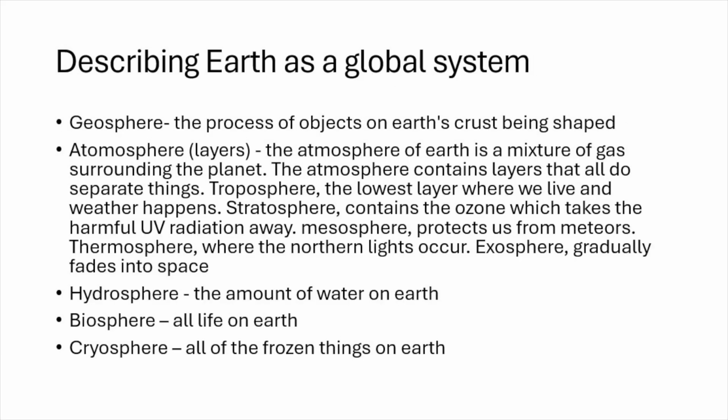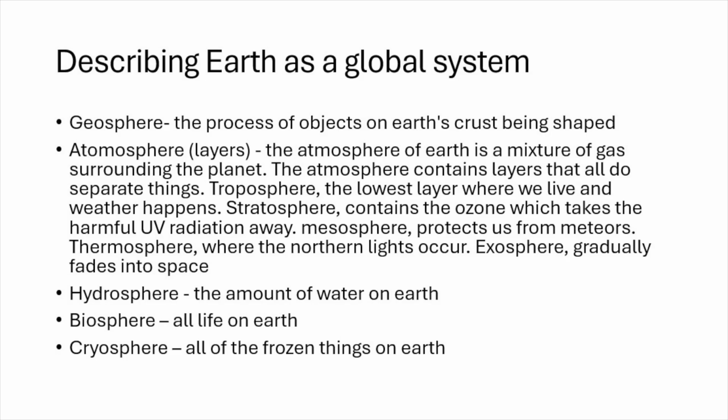Describing Earth as a global system. Geosphere: the process of objects on Earth's crust being shaped. Atmosphere layers. The atmosphere of the Earth is a mixture of gas surrounding the planet. The atmosphere contains layers that all do separate things.